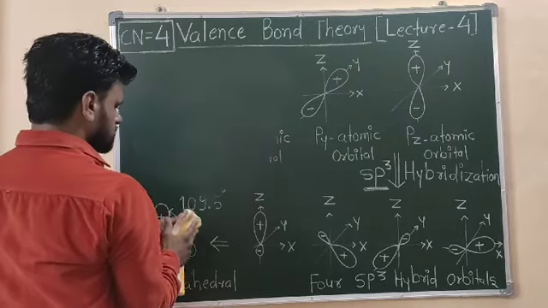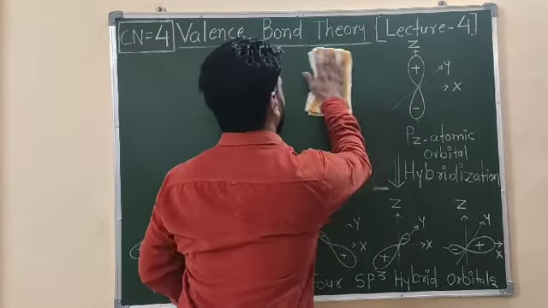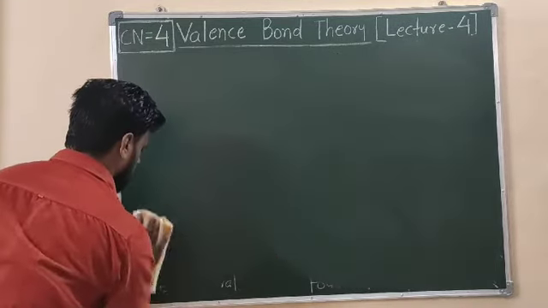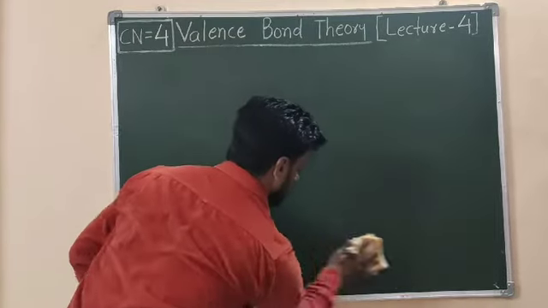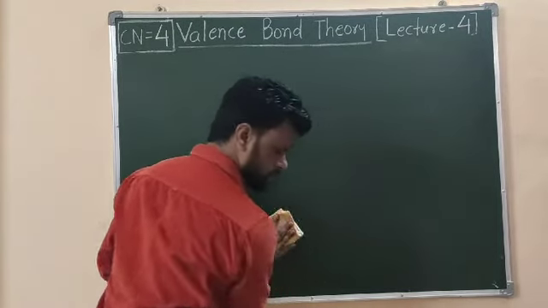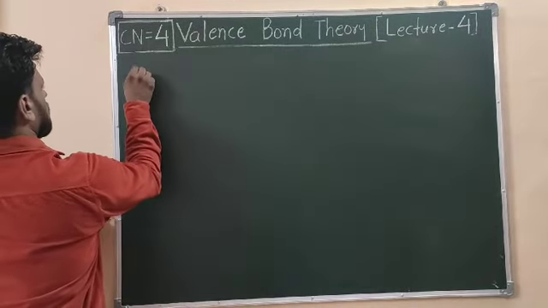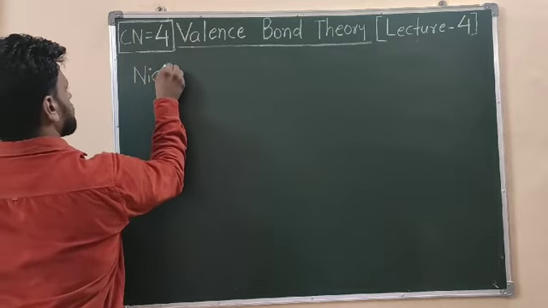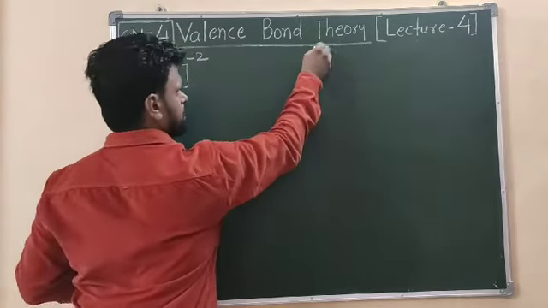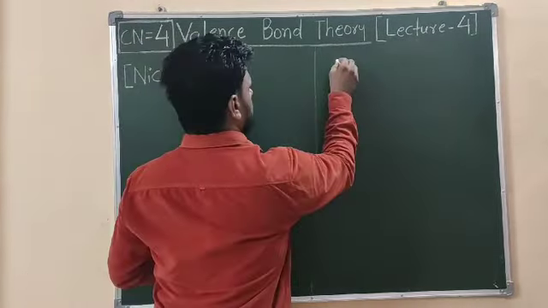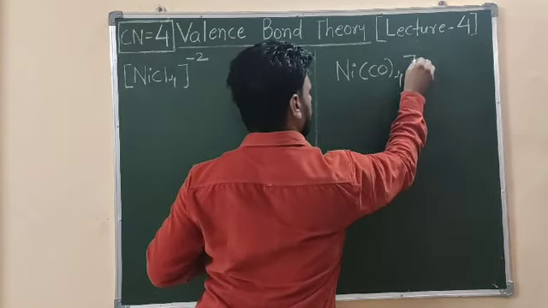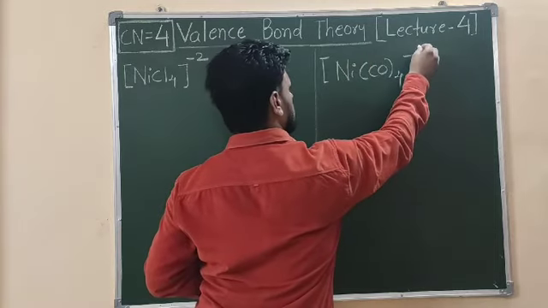So let us take some examples and try to discuss the chemical nature and the bonding characteristics in complexes. We have a nickel chloride complex, NiCl4, having a -2 charge. Here I am taking our next complex of nickel and CO, Ni(CO)4, and on the complex we have 0 charge.